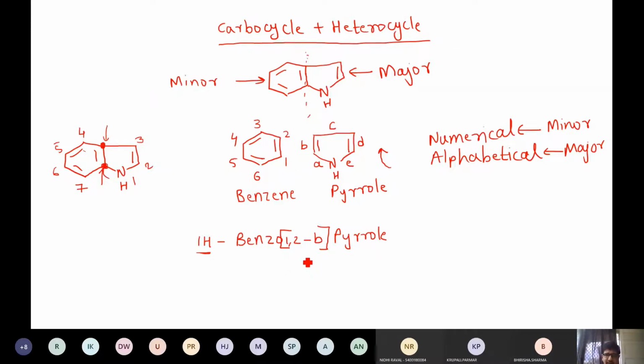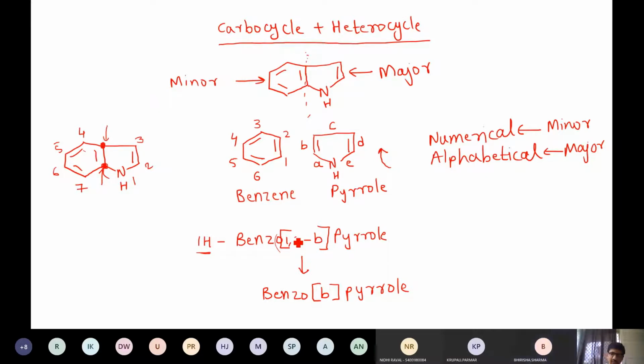So in this particular system, even if you skip the alphabets and just write benzo B pyrrole, it is still acceptable. Is that okay? All you have to define is the alphabets, because benzene is almost always going to get 1 and 2 numbers, because it is a carbocyclic ring. There is no heterocycle involved, right? So the bridge is always going to get 1, 2. Whenever you are talking about this combination of carbocycle and heterocycle, you can skip this numbering if you want. Is that okay?